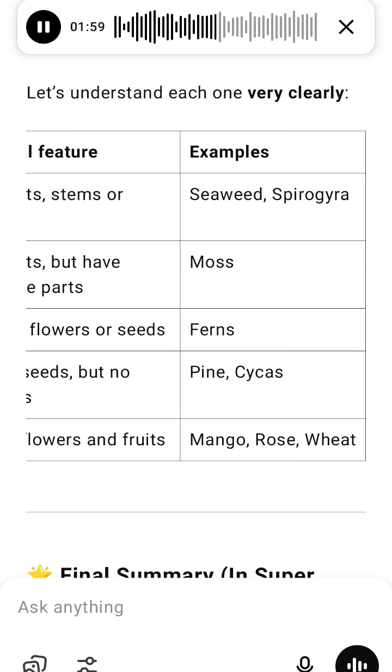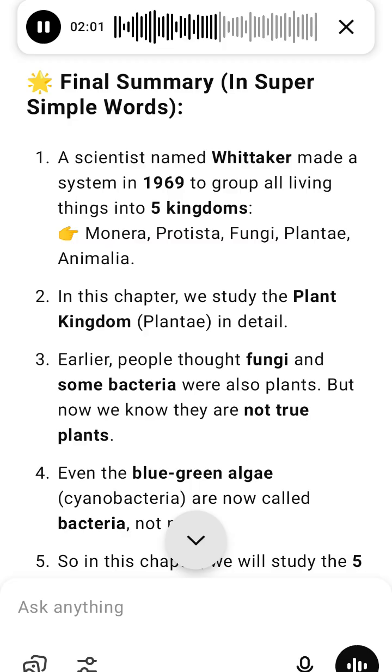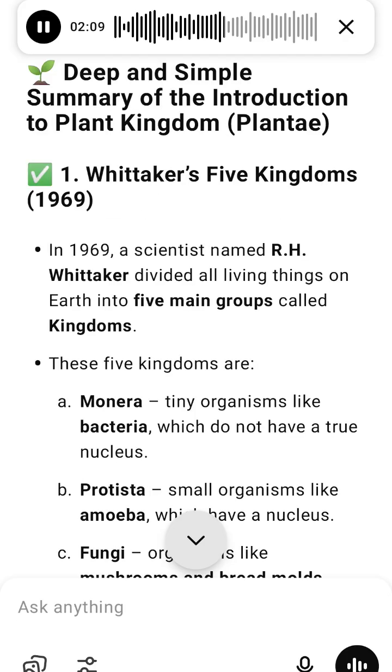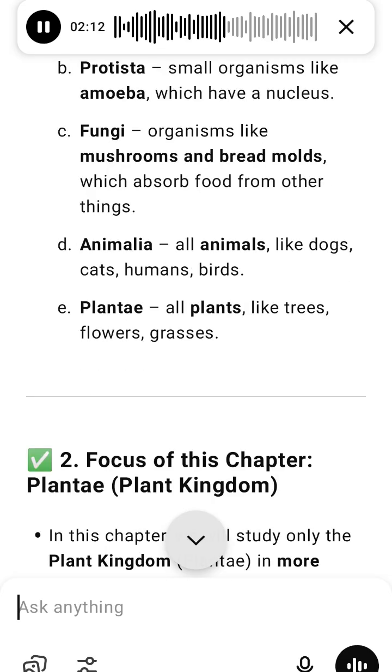Algae: simple plants in water, no roots, no stems. Bryophytes: small green plants like moss, grow in damp, wet places, no real roots. Pteridophytes: fern-like plants, have roots and stems, no flowers. Gymnosperms: big trees like pine, make seeds but no flowers or fruits. Flowering plants: have flowers and fruits with seeds.